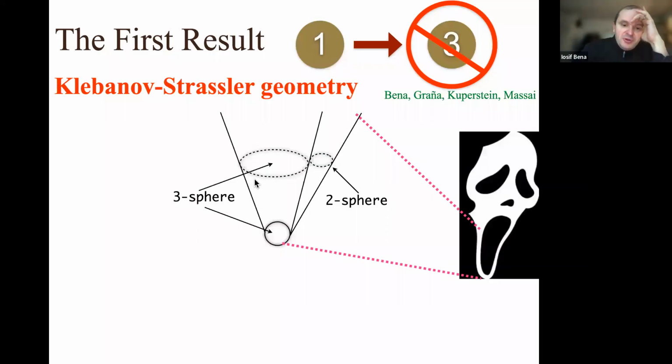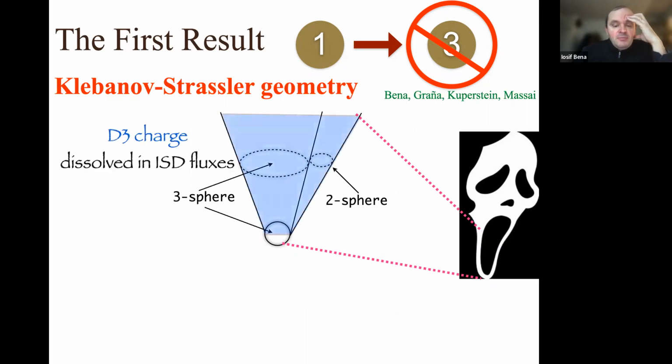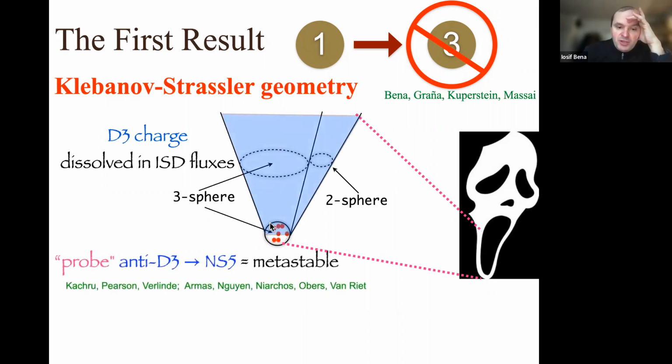So the first result has to do with the uplift. When you put anti-D3 branes in a long throat, if you imagine you have this Calabi-Yau, you put a long throat, and in this throat there's a huge redshift. The prototypical example for this geometry is the Klebanov-Strassler geometry, which has a 3-sphere, which basically stays finite at the bottom, and has a 2-sphere which is collapsing. The solution has D3 charges dissolved in fluxes, which are imaginary self-dual. It's all supersymmetric. And when you come with anti-D branes, you can put anti-D branes at the bottom. In the probe approximation, these anti-D branes appear to be metastable.